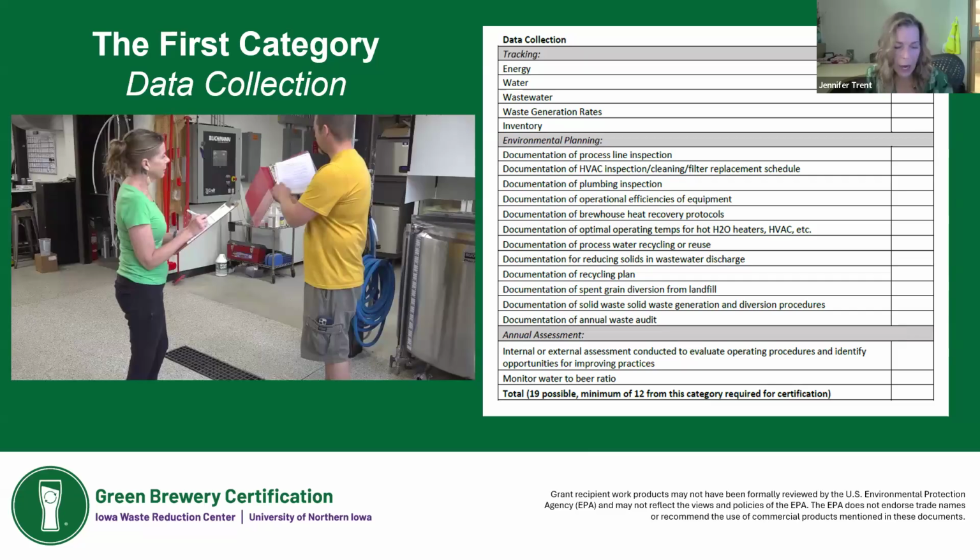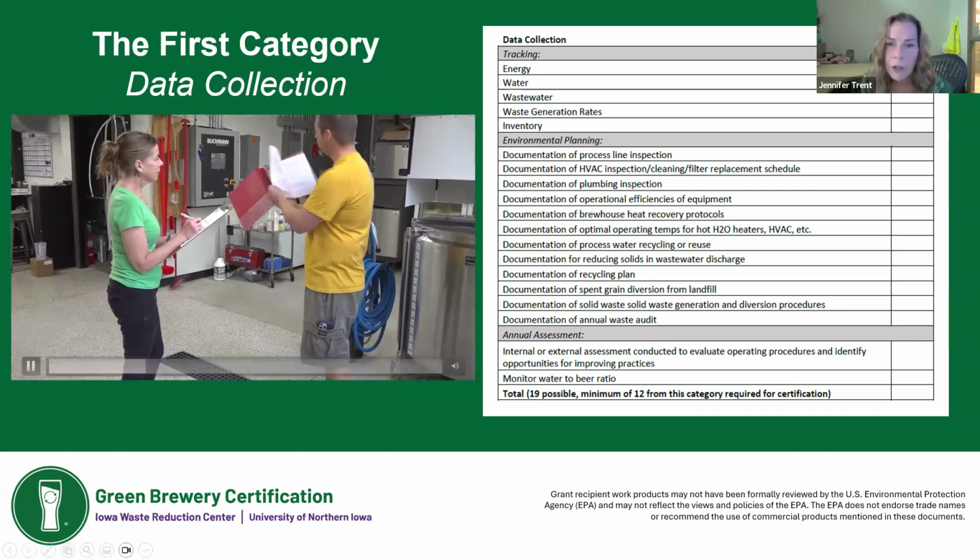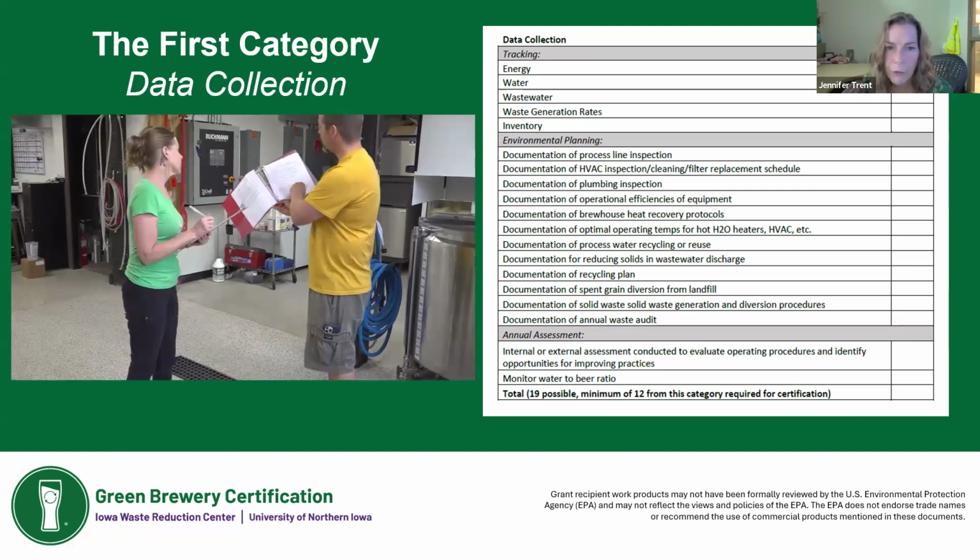So this is the first category, data collection. As you can all see on your P2 checklist, right here is data collection. So when we go to a brewery, the first thing we ask is, are you tracking energy, water, waste generation rates, and inventory? Generally, every brewery tracks four of these.